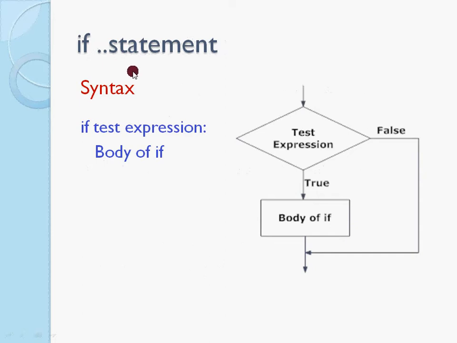An if statement. This is the syntax of if. We write if, then we give a test expression, that is any condition, and then it is followed by a colon. If this condition is satisfied, the code to be executed is given here. This is the flow chart explanation. First we check the test expression. If the test expression is true, then the body of if is executed. If the condition is false, then the body of if is not executed, and the flow comes over here. So this is the if statement.